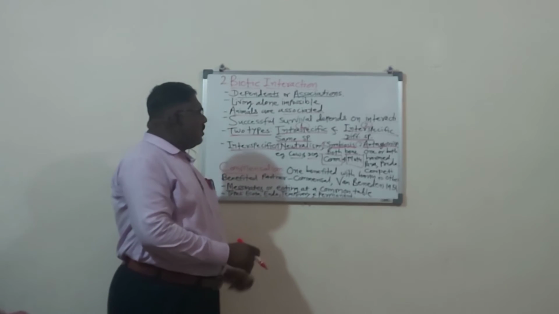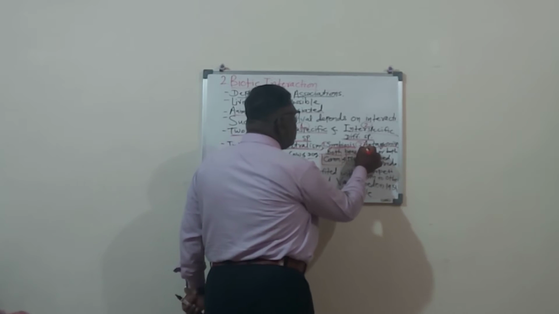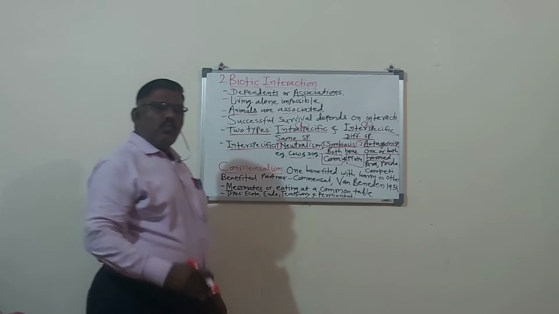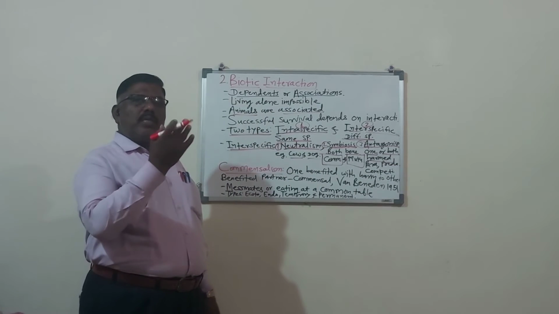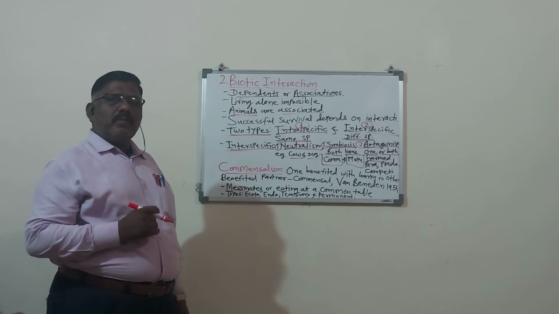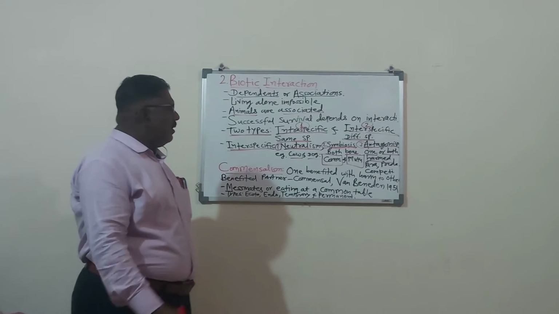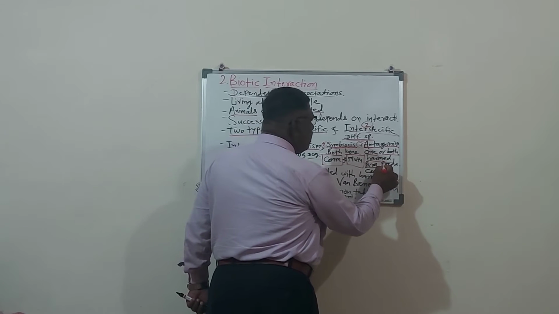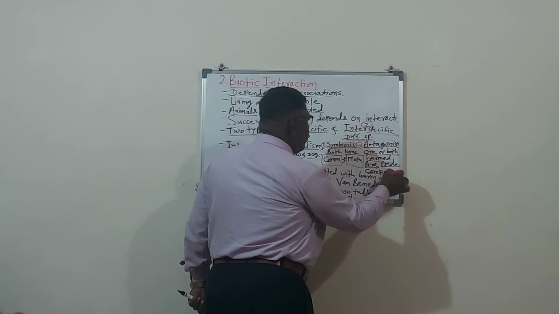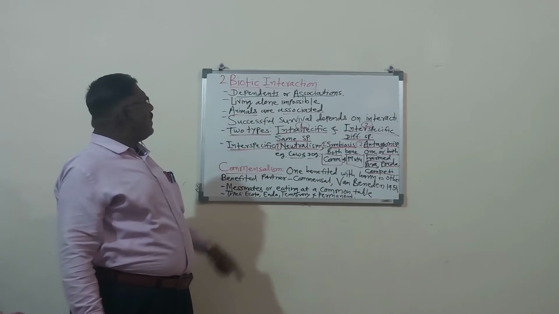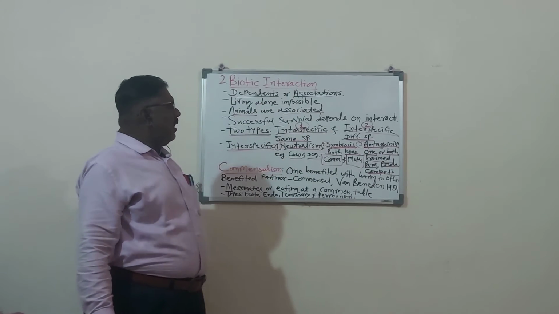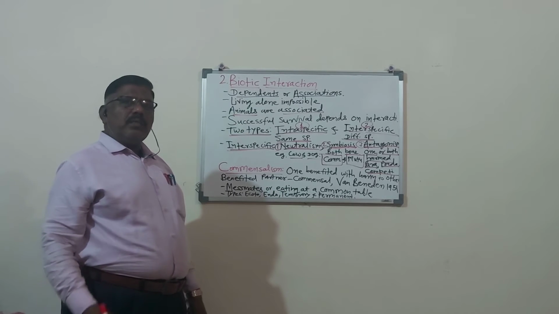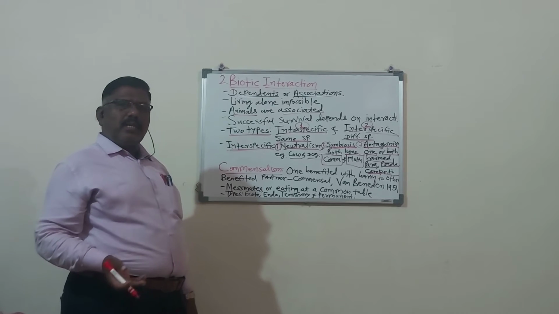Now, about antagonism, here one or both partners are harmed. One partner is harmed, the other is getting the benefit, or both partners are harmed. So here one is parasitism, another one is predation, and the third one is competition. In your syllabus, under the heading of biotic interactions, they are given as positive and negative. Positive means getting the benefit, and negative means getting the loss.